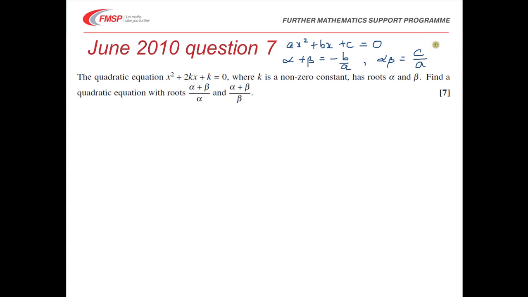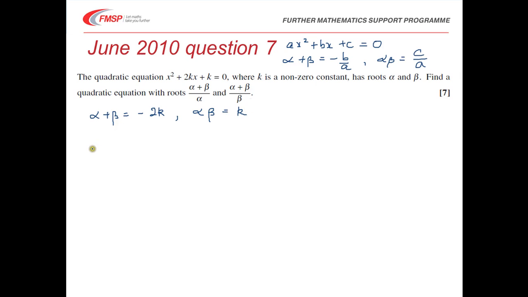So if we apply that to this question, where we're told that x squared plus 2kx plus k equals 0, then the sum of the roots, alpha plus beta, well, in our case, a is equal to 1, since we've got 1x squared, and b is equal to 2k, so the sum of the roots will be minus 2k. And the product of the roots, which is c over a, well, c is equal to k, and again a is equal to 1. So the product of the roots is k.